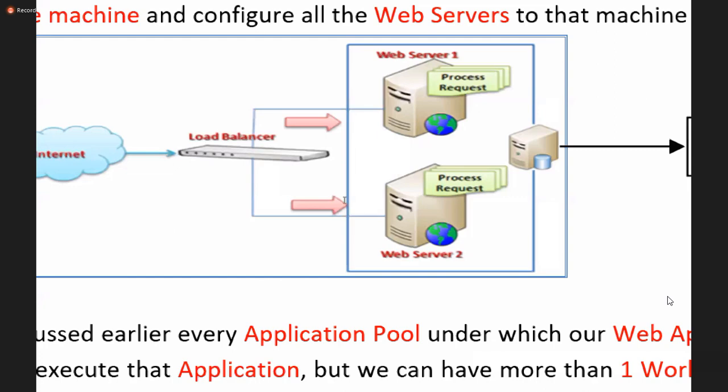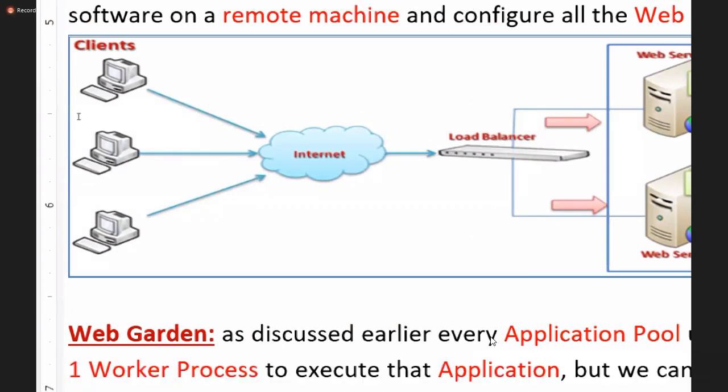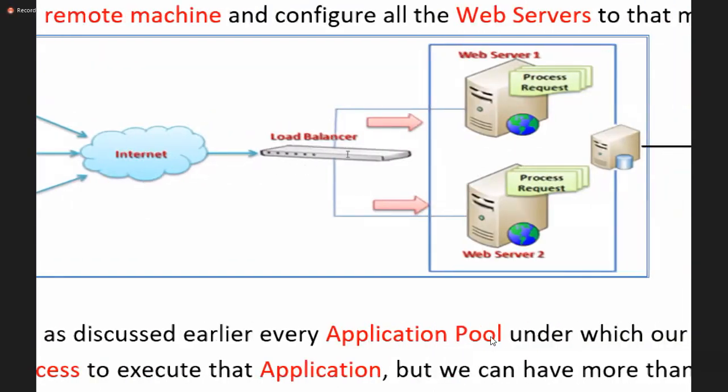So here, for example, the application is running on 2 web servers, web server 1 and web server 2, and these are the clients. All these clients, using the internet, first connect to the load balancer, which sends your request to a web server which is free. It will distribute the load between the machines. Are you clear or not? Just for example, I represented 2 servers.